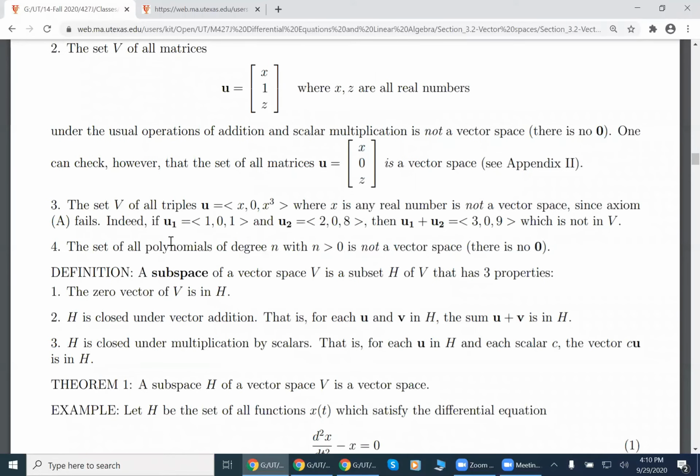Example number 3. Let us consider the set of all triples of the form x, 0, x cubed. This is again not a vector space. Here's why.